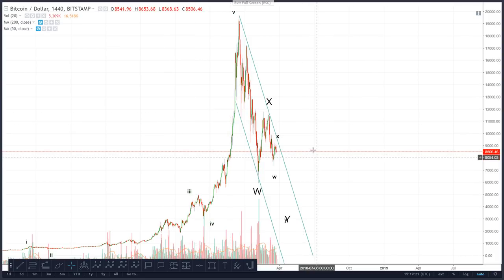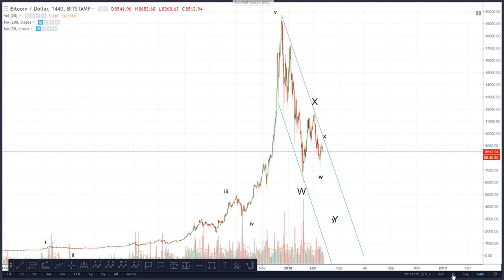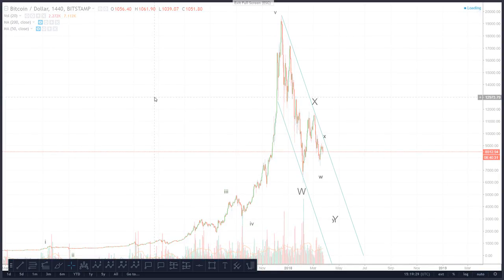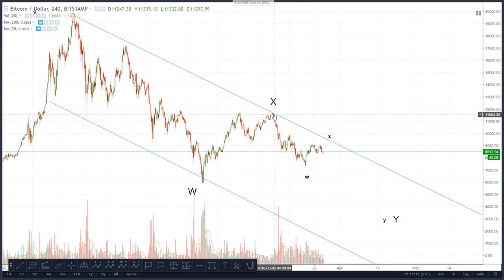As I say, target is still around this 9,500 level. The way in which we get there, let's just zoom in slightly. So we've had our 3 legs down, that's W. We're waiting for 3 legs up to make X, and then we're expecting 3 legs down to Y. But we do need to see good volume come in at this stage.